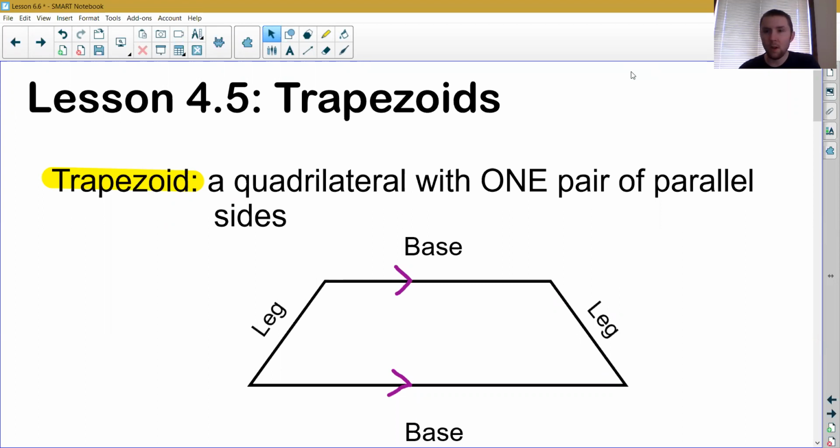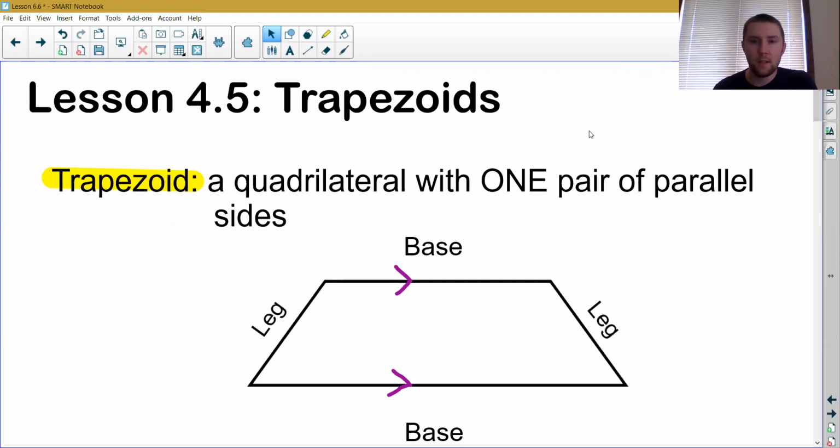Today we're talking about another special kind of four-sided shape called a trapezoid. This one is not a parallelogram like we've been looking at in our past couple of videos. A trapezoid is actually a quadrilateral that has only one pair of parallel sides. We've been talking recently about parallelograms and then specific parallelograms that have two pairs of parallel sides.